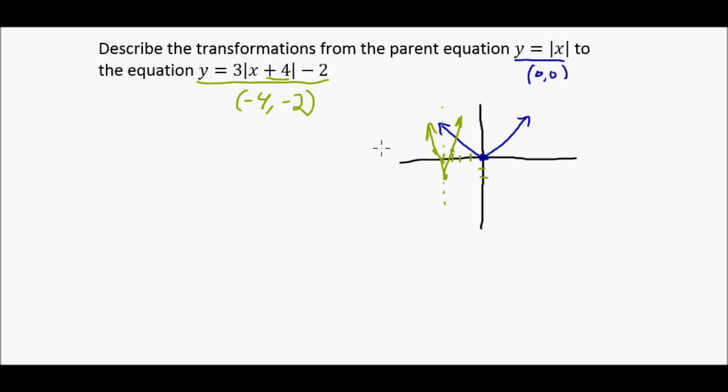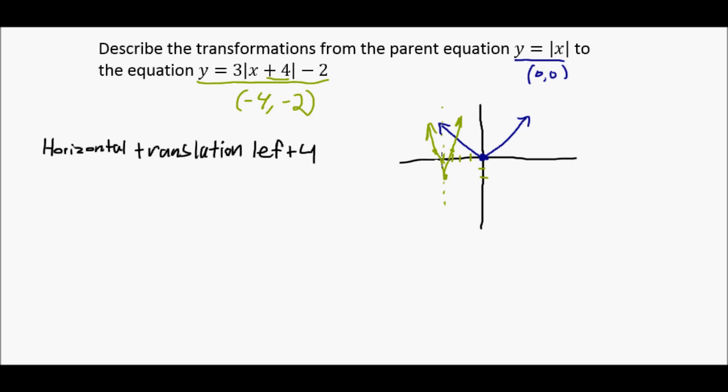There is a horizontal translation. Remember, translation just means shift. Horizontal translation over 1, 2, 3, 4 to the left. Horizontal translation left 4. Okay, so I shift this guy in blue over to here.